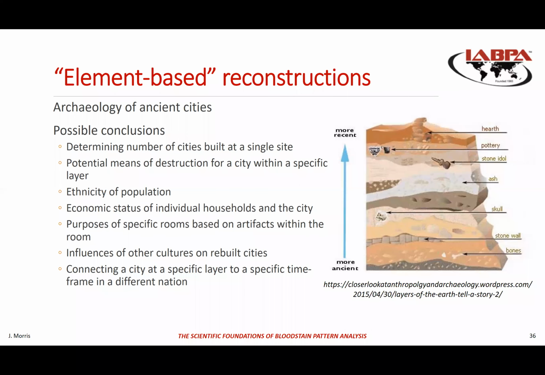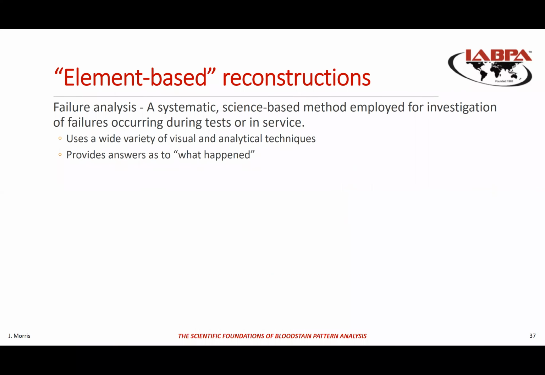Let's say we've dug down through 4 layers, and we get to the 5th layer of this city, and we find a coin, and on that coin it identifies the king of a nearby nation. Well, what we can now do is link that layer to the known time frame of that other king. So this is element-based reconstruction with archaeology.